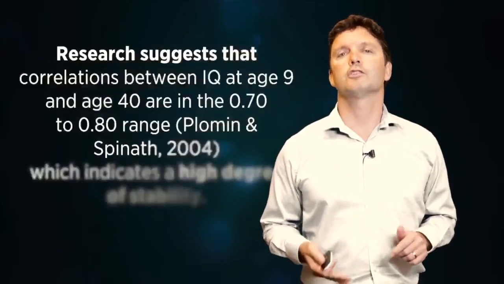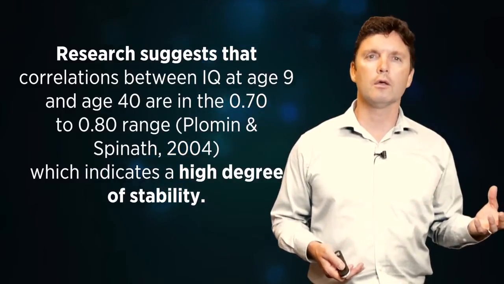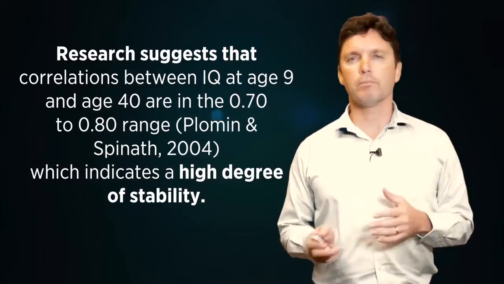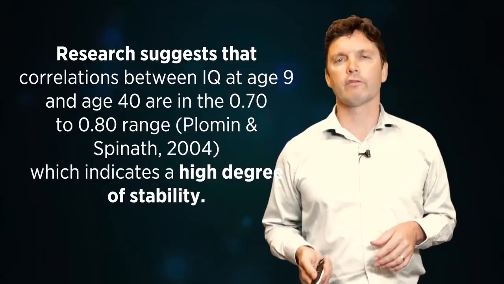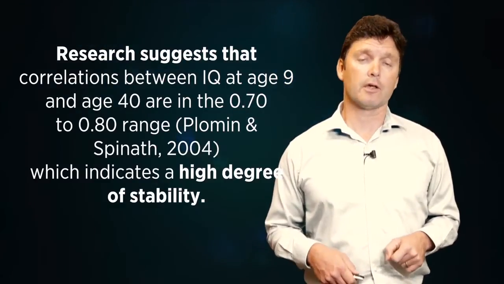Now, if I was to look at intelligence and assume that intelligence is a relatively stable trait, and most psychologists do agree that it is, then scores on our measure would be stable or consistent over time. And research suggests that correlations between IQ at age 9 and at age 40 are in the 0.7 to 0.8 range, which indicates a high degree of stability. So if you're a smart kid, then you're more likely to be a smart adult.